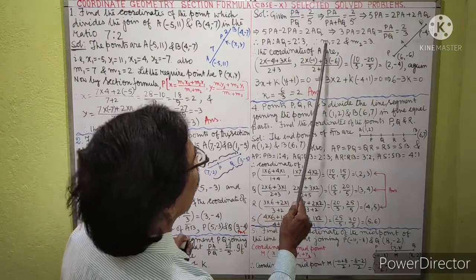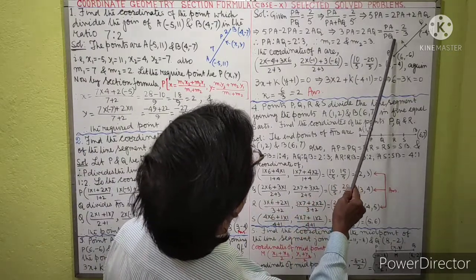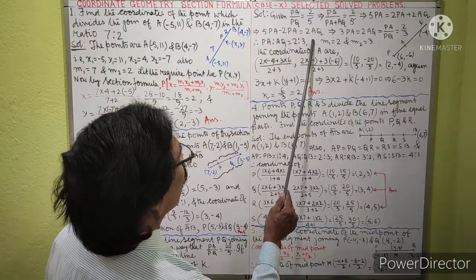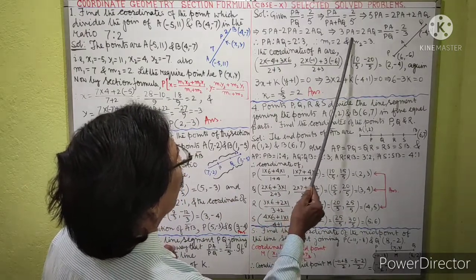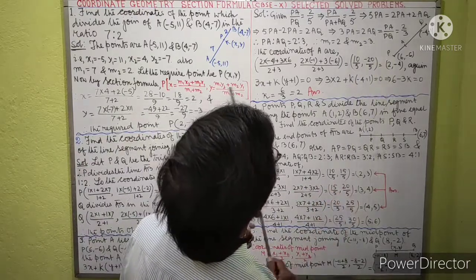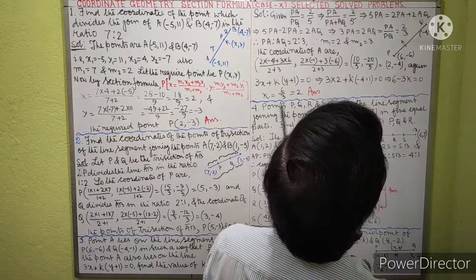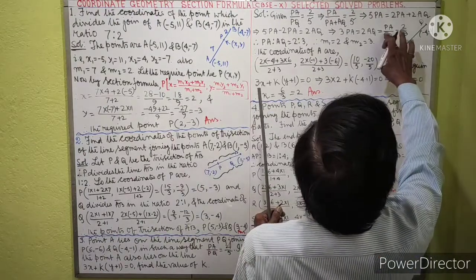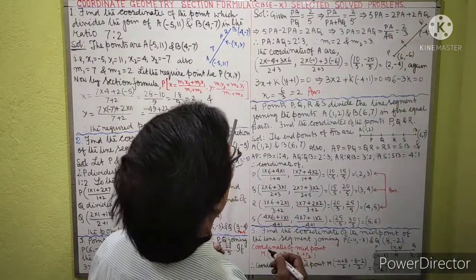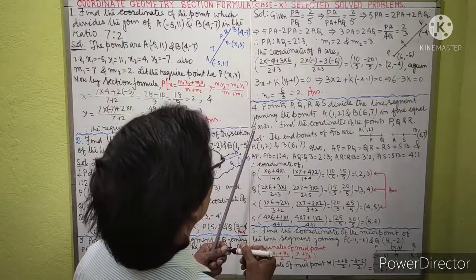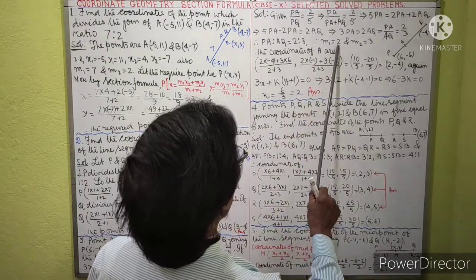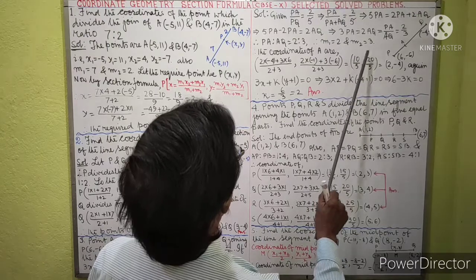And calculating this, we are getting 5 PA minus 2 PA equal to 2 AQ by changing the side, or 3 PA equal to 2 AQ, or PA by AQ equal to 2 by 3. Here m1 equal to 2 and m2 equal to 3.